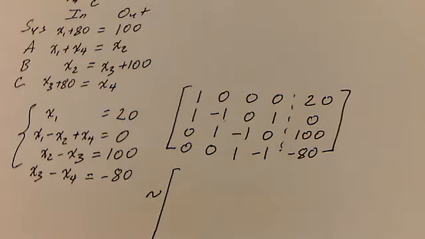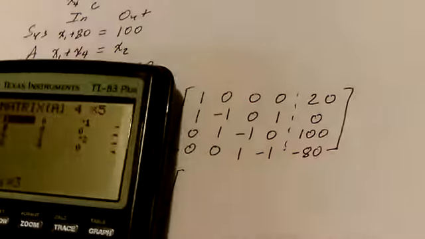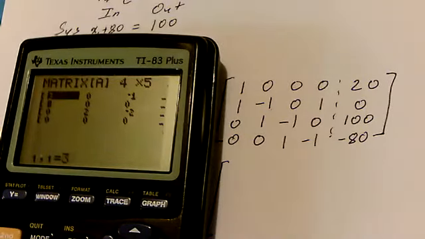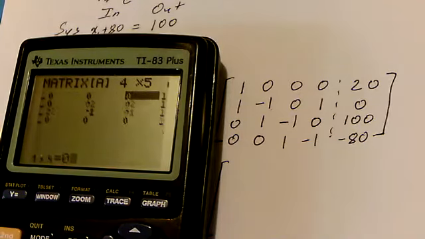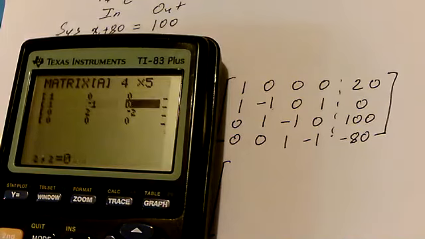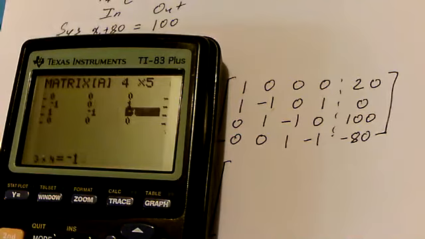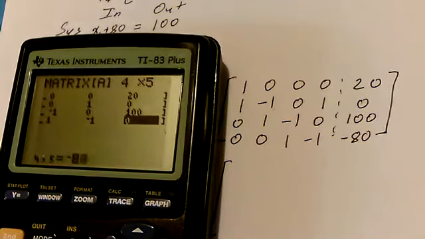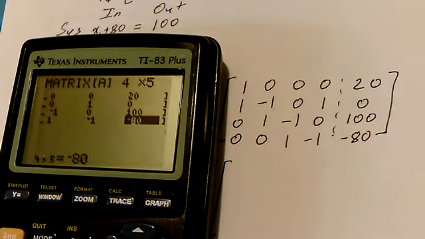But we can use our calculator again. So I'm going to do a 4 by 5 matrix here. Those are my dimensions. I've got 1, 0, 0, 0, and then 20 for the last one. 1, negative 1, 0, 1, and 0. 0, 1, negative 1, 0, and 100. 0, 0, 1, and negative 1. And that's going to make negative 80. Okay. We're good to go on that.